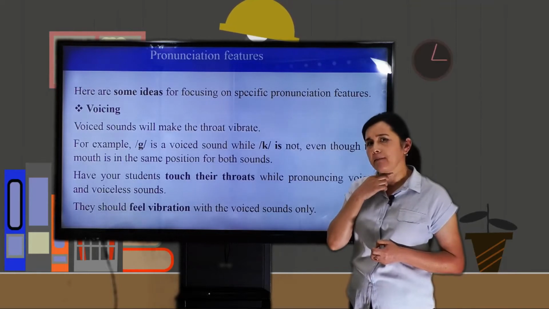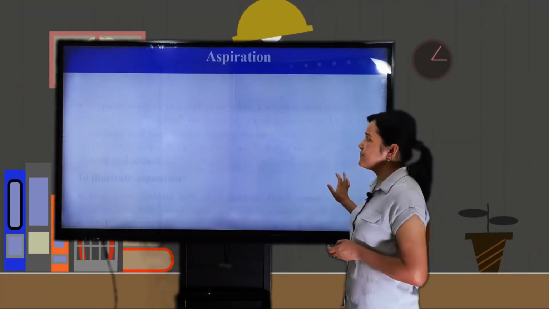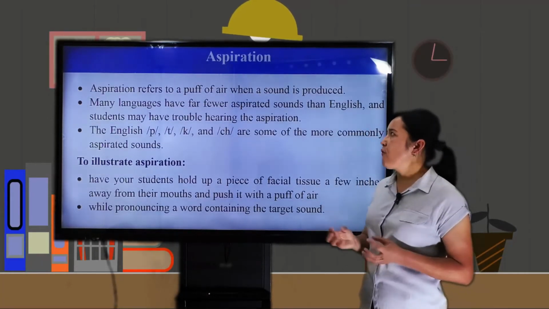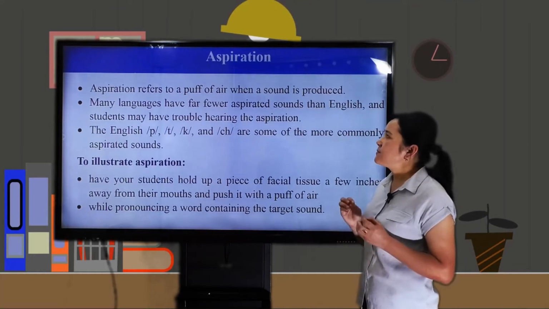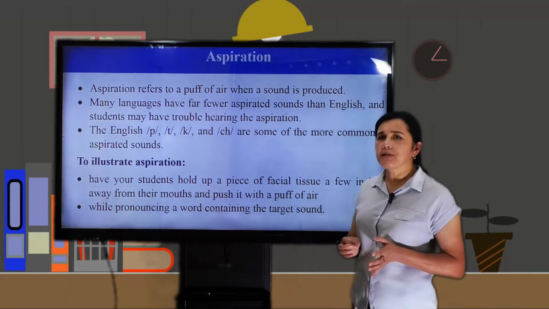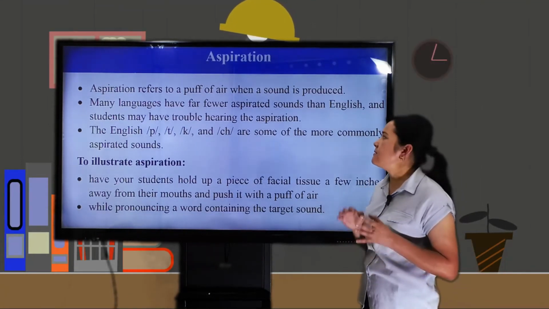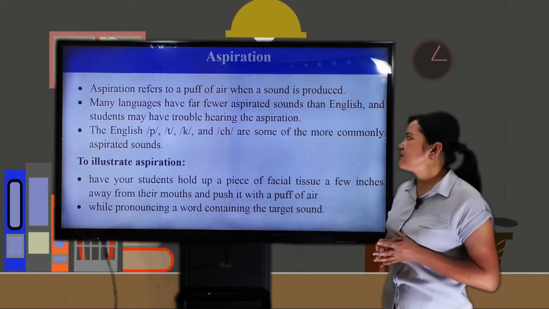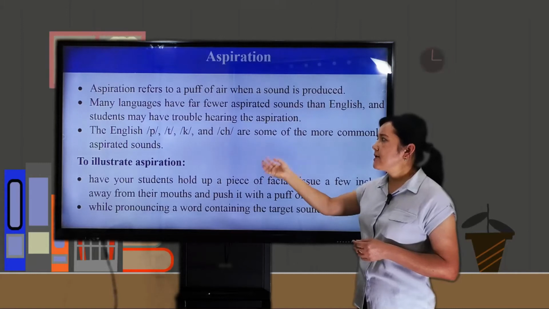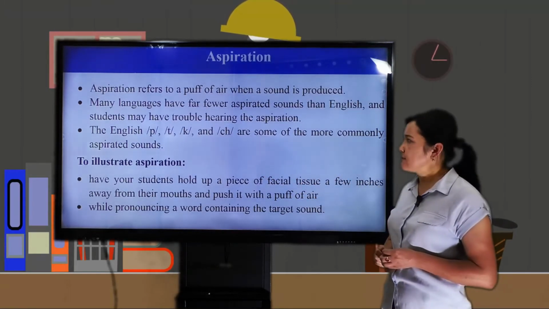They should feel vibration with the voiced sounds only. G, g. And aspiration. So what is aspiration? It refers to a puff of air when a sound is produced. Many languages have far fewer aspirated sounds than English, and students may have trouble hearing the aspiration. The English p, t, k, and ch are some of the more commonly aspirated sounds.